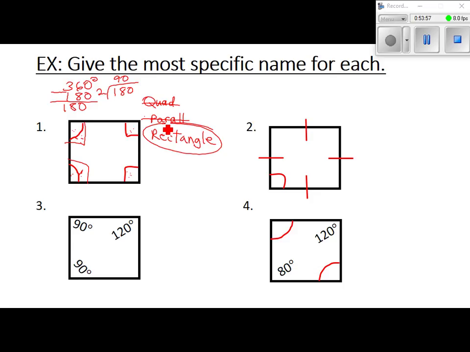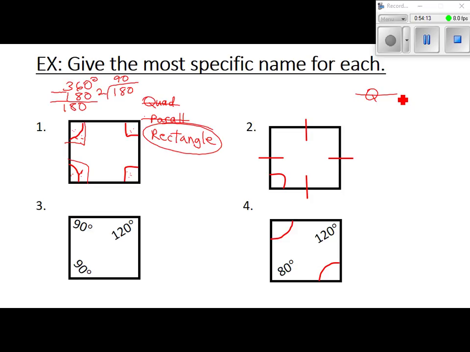Next one, this was on the quiz. You just took a few, start a class. We look at it. First thing we check, quadrilateral. Yes, it's a quadrilateral, but the best name's not going to be a quadrilateral.